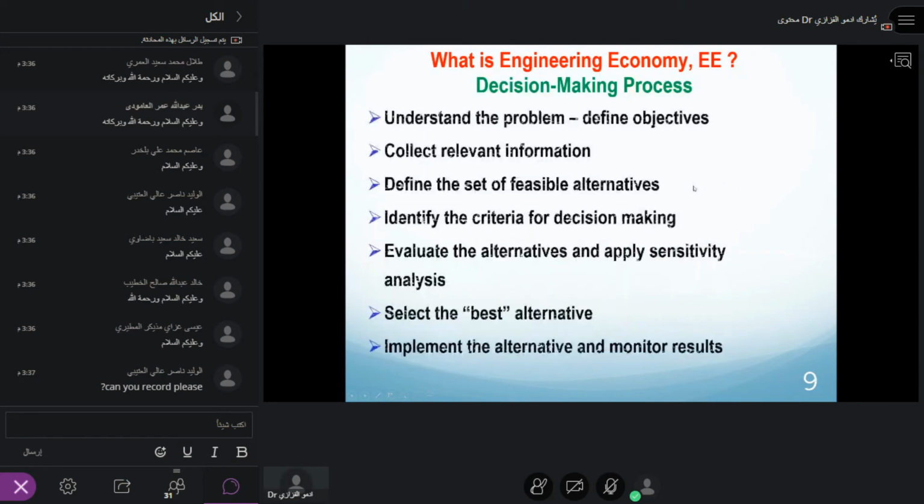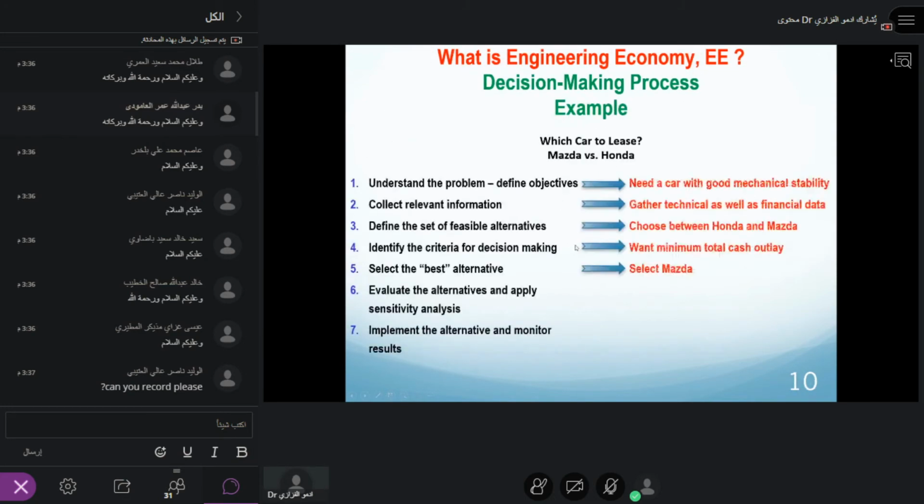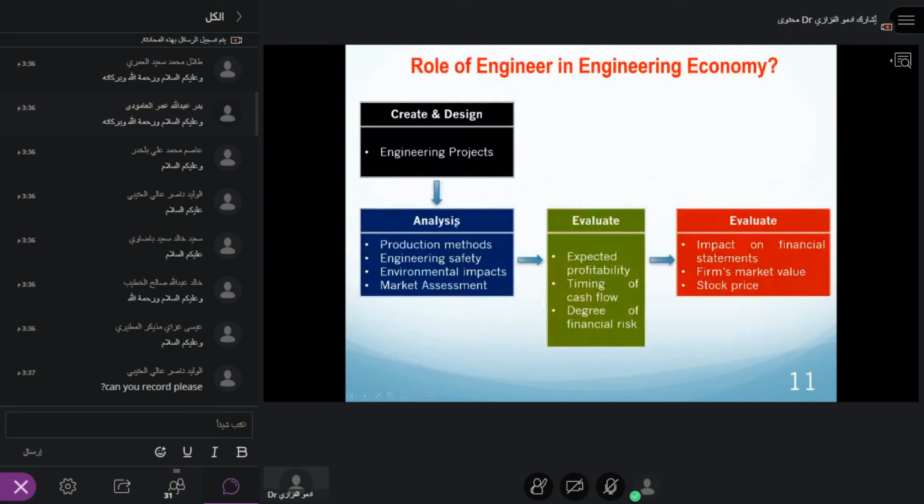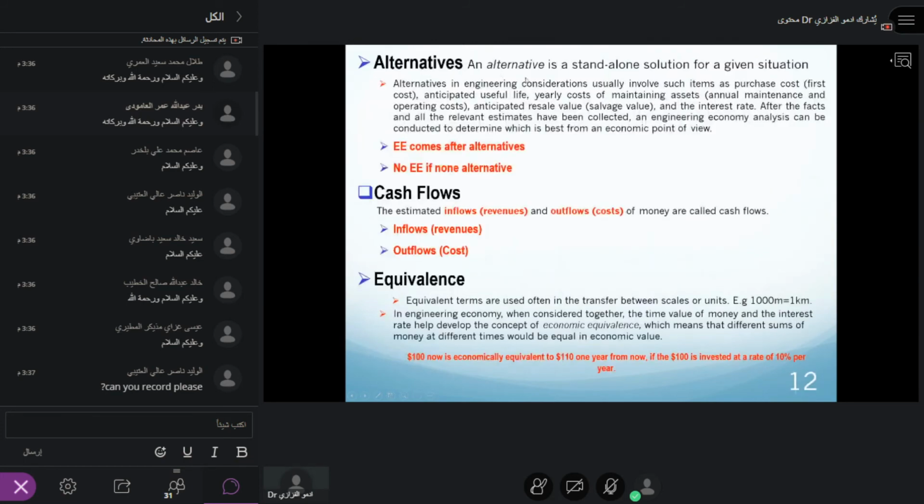So these are the kind of things we expect if a multiple choice question will be asked in the quiz or in the exams. What are the kinds of changes that are involved in the decision-making process in an industry? And here maybe are some of the points. And now, what is an alternative? An alternative is a solution to a given situation.